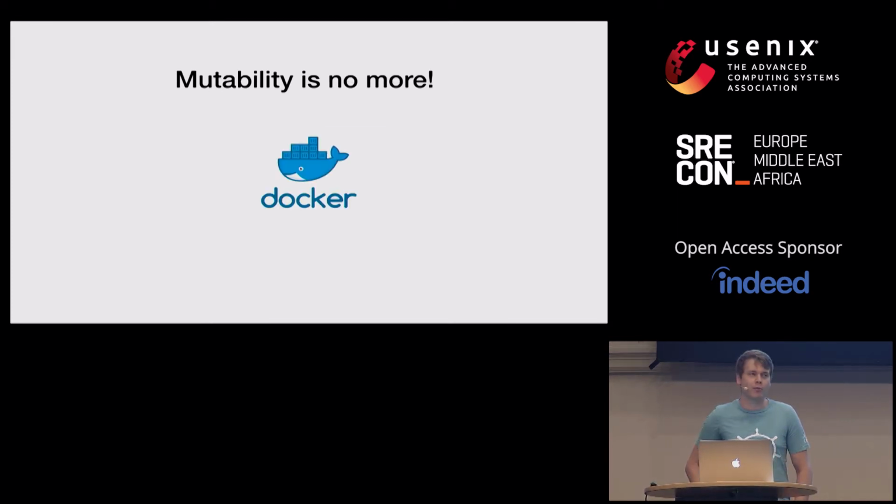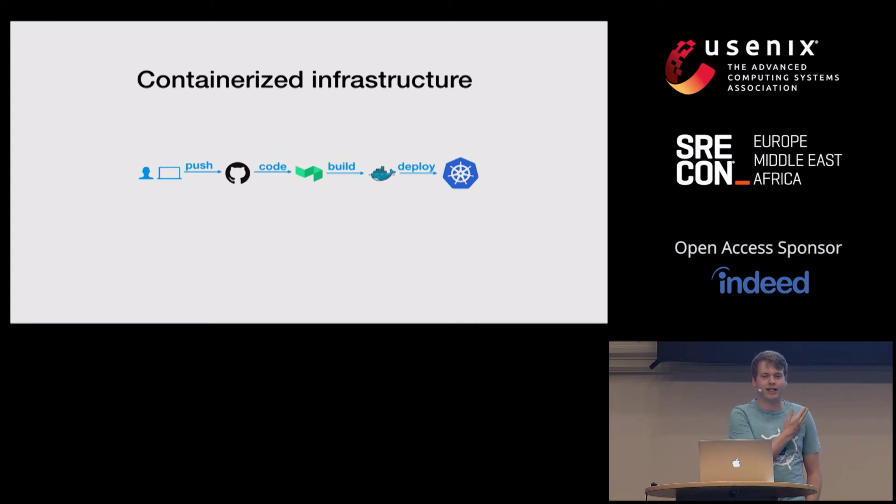So it was really great from a security perspective when Docker came around, because mutability was no more. For SREs, obviously, we had reproducible builds. We had faster deployments. Docker containers are way more lightweight than VMs. We have all that flexibility. So I guess none of us are surprised to see this very easy containerized infrastructure where we write our code, we push it to GitHub or wherever we host our code, build it with Docker, and then we deploy it, in our case, into Kubernetes.